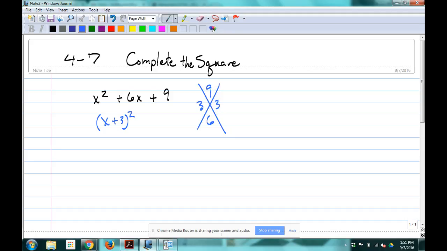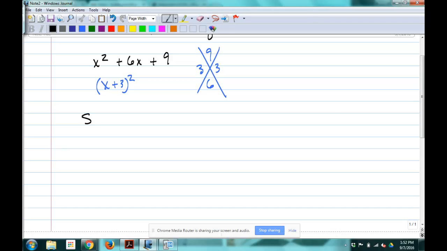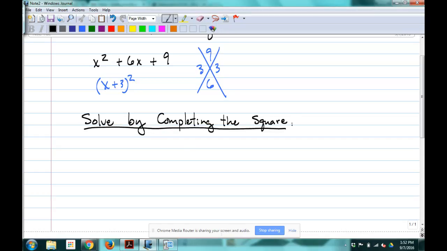So what we're trying to do is turn a quadratic into what's called a perfect square trinomial, and then we can use square roots and solve it. Let's start with some examples, and we're going to solve by completing the square. This is a method that I will be asking you to show me how you did it that way when we take a quiz on Friday.